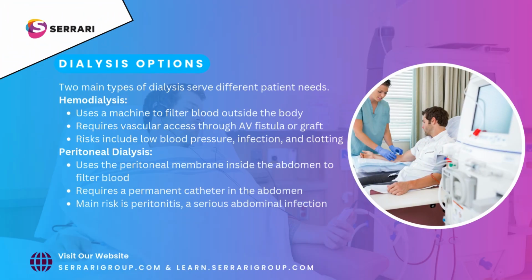Dialysis options. Two main types of dialysis serve different patient needs. Hemodialysis uses a machine to filter blood outside the body. Requires vascular access through AV fistula or graft. Risks include low blood pressure, infection, and clotting. Peritoneal dialysis uses the peritoneal membrane inside the abdomen to filter blood. Requires a permanent catheter in the abdomen. Main risk is peritonitis, a serious abdominal infection.